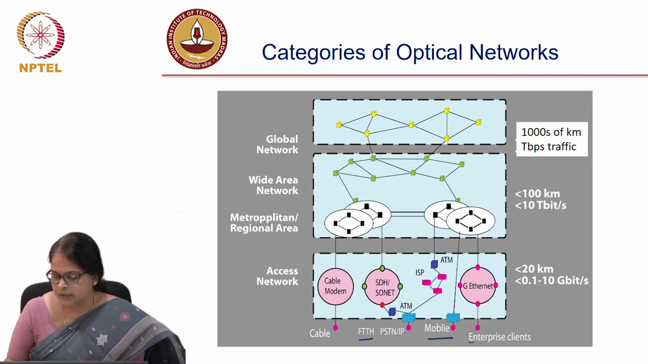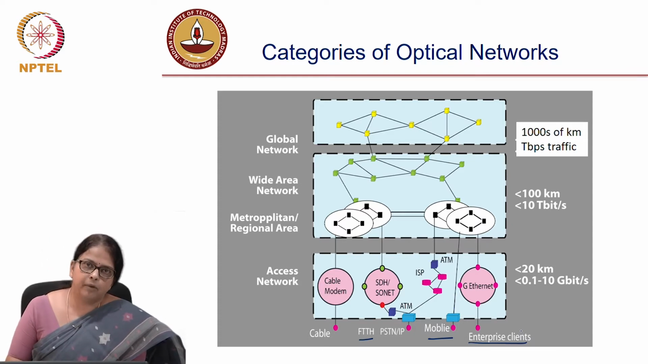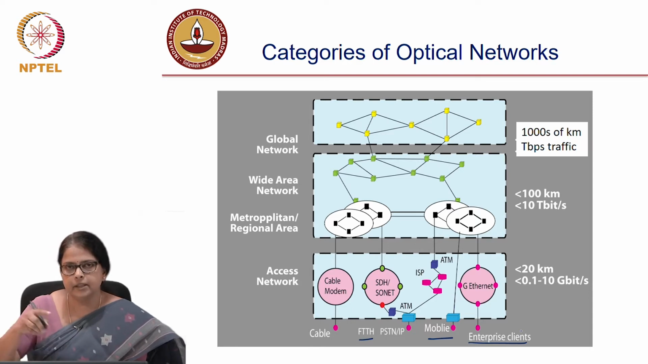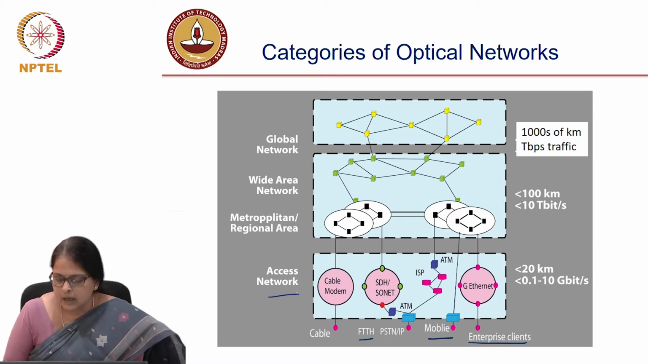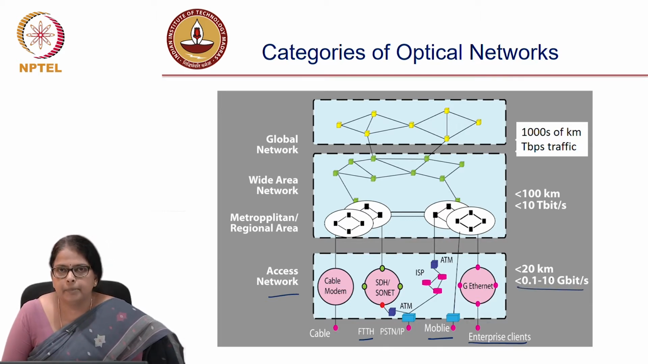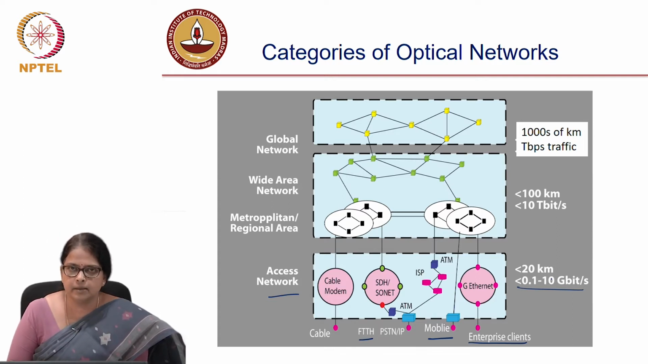You could also have, as the last mile client, enterprise clients, which are big offices or data centers and so on. So this network which is in the last mile is what is called the access network. The lengths are typically less than 20 kilometers and the data rates are typically 100 Mbps to about 10 Gbps. That is what is currently happening.